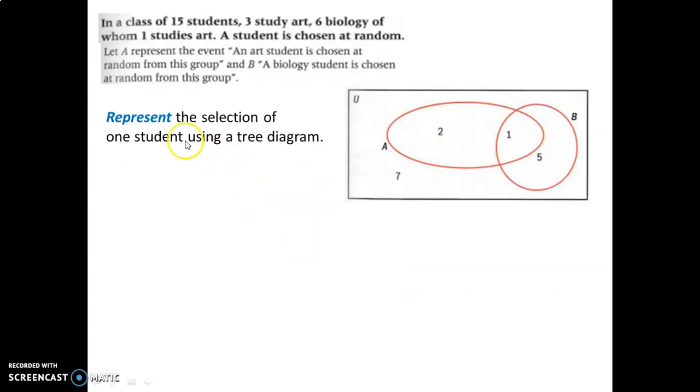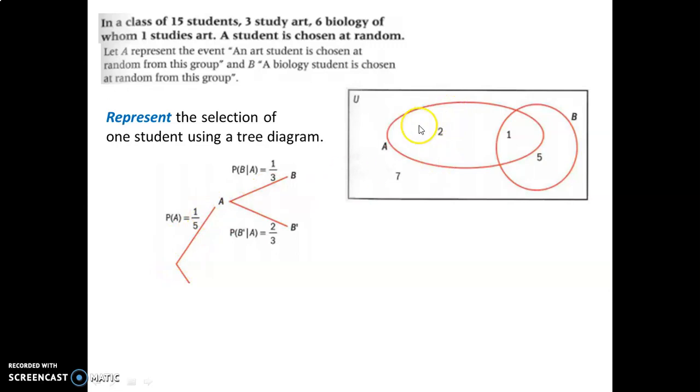So let's say we represent the selection of one student using a tree diagram. So now we go back to this biology and art student situation in this Venn diagram, and we're going to use a different representation, a tree diagram, to represent this. The first top part of the tree diagram is presented here for you. So we have a probability of getting an art student and then a biology student out of the art group, right?